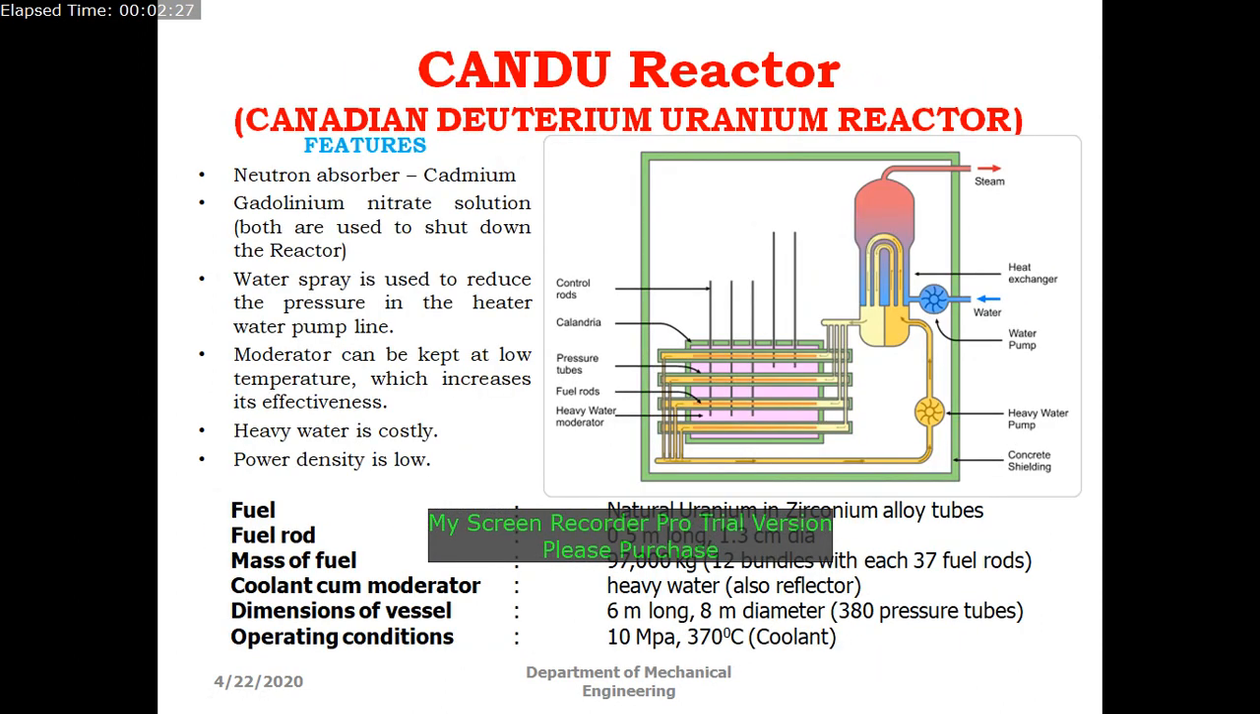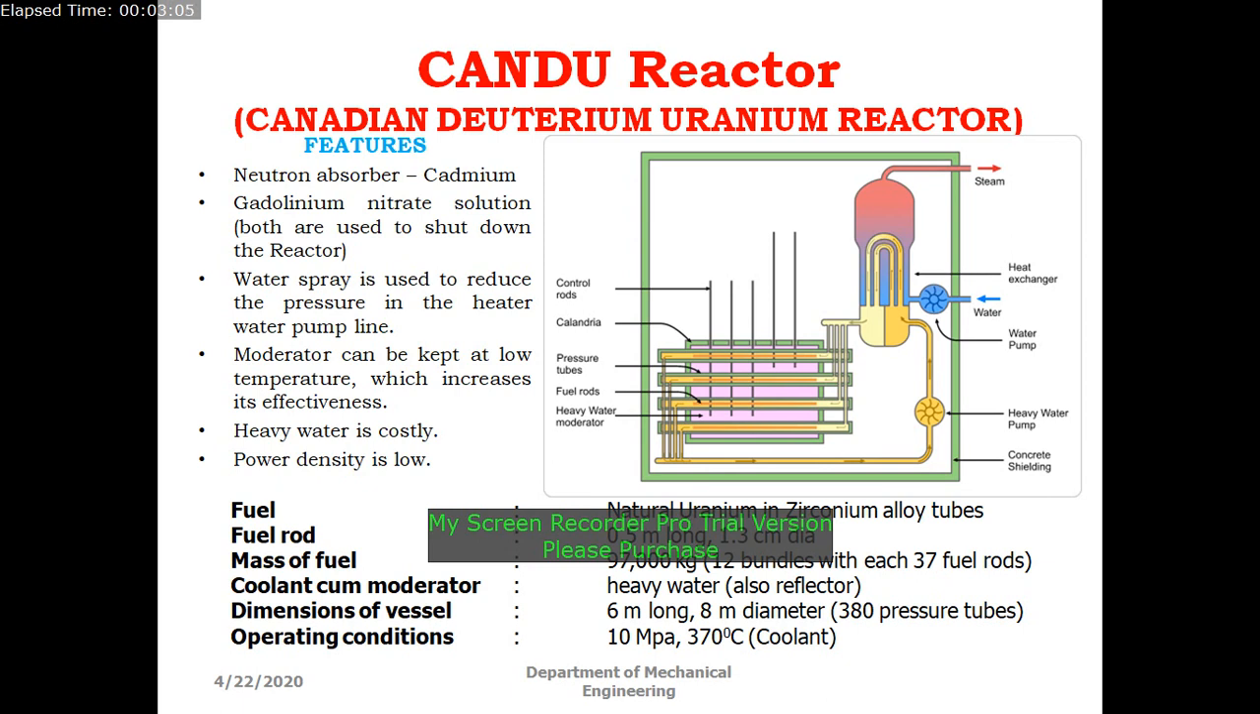Next, we will discuss another reactor, that is the Candu reactor. Its full form is Canadian Deuterium Uranium Reactor. It was developed by a company in Canada, and if you observe the abbreviation, deuterium, uranium, these two represent the materials which we are using inside the core of the reactor.